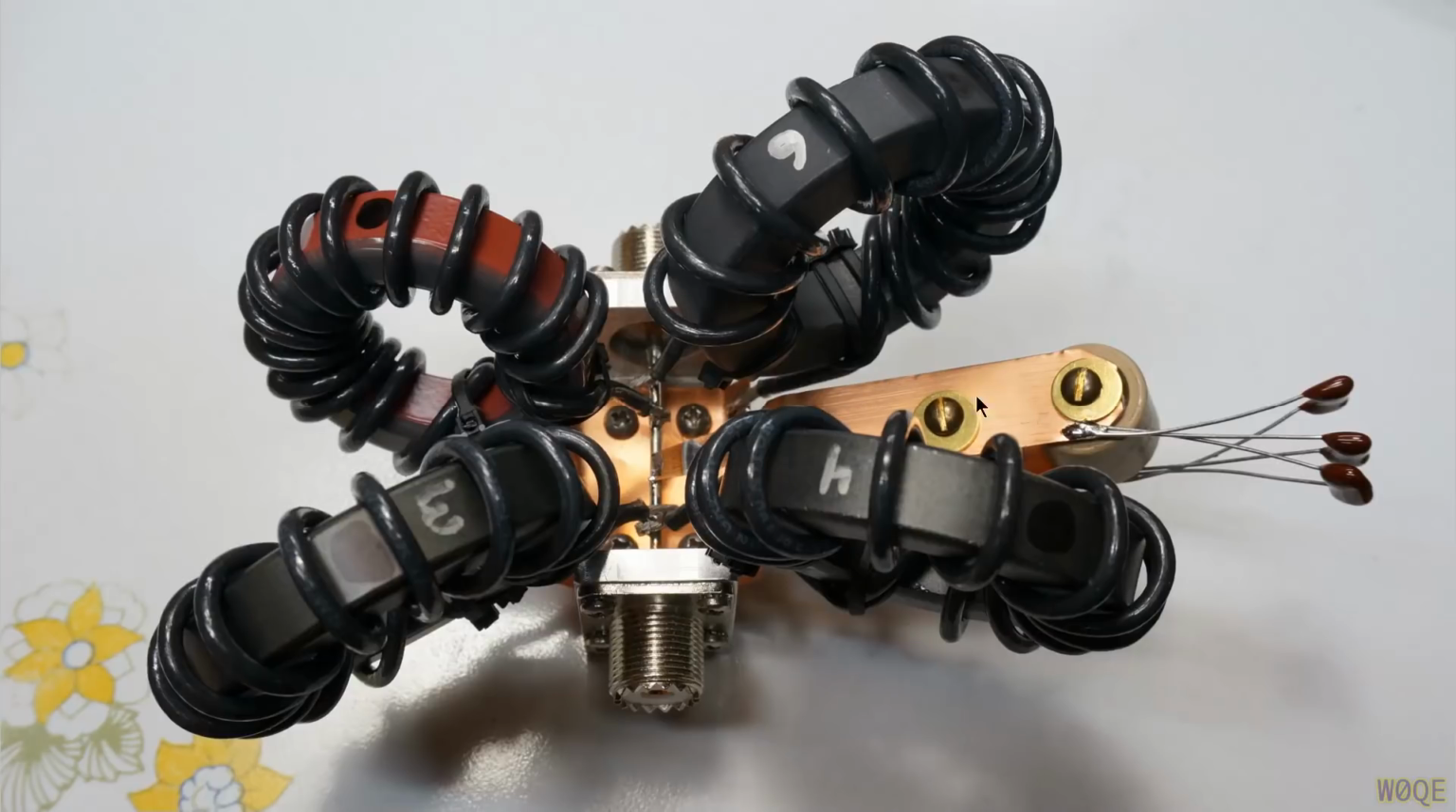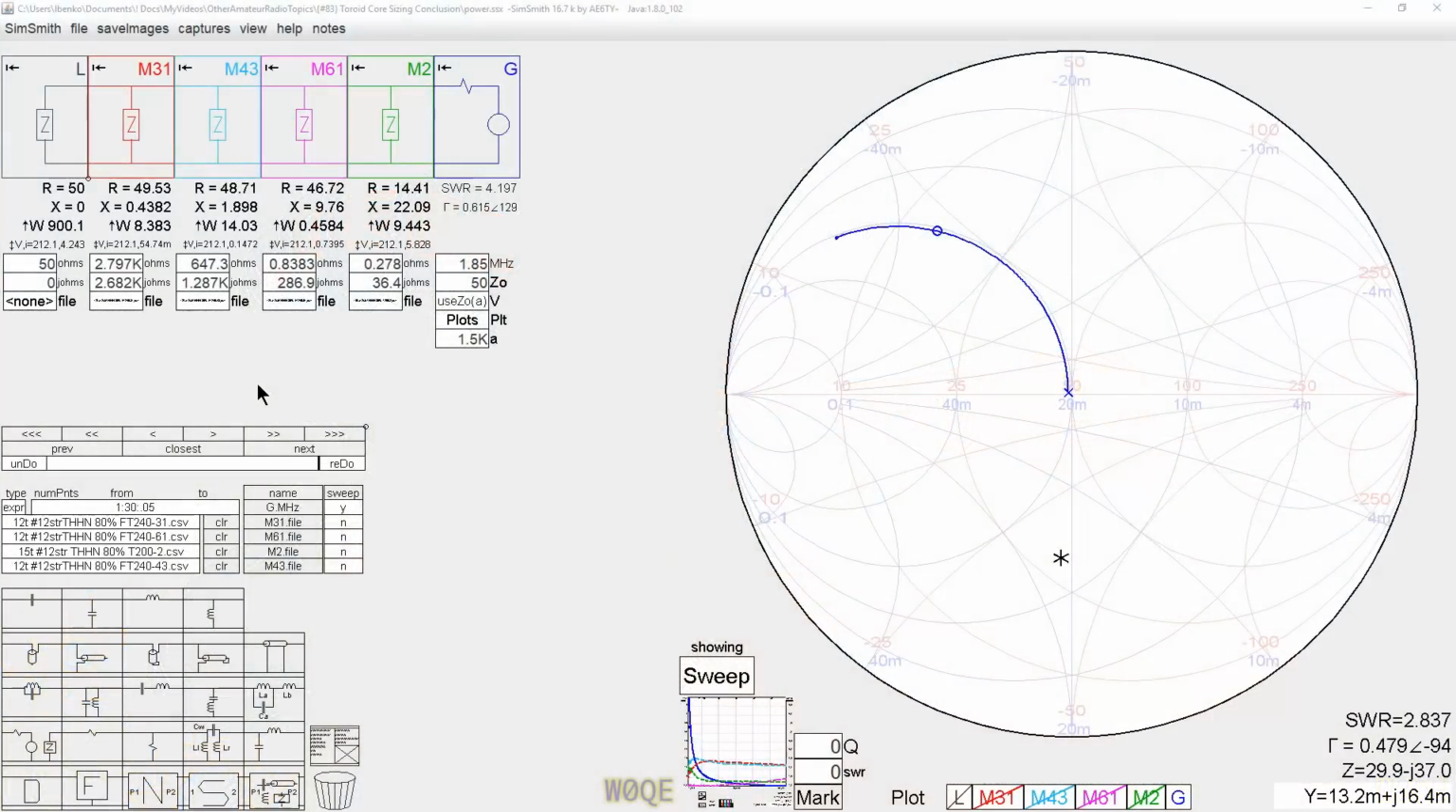parallel capacitor here. This SimSmith circuit shows the four cores in parallel that the previous picture showed, and I've relabeled the names up here. You have to be a little careful. You can't use any random characters up here. They turn out to be the reference designator, so they have to start with a letter. So I used M31 for the FT240-31. I used the M43 for the FT240-43 core, this for the FT240-61 core, and this for the T200-2 core.